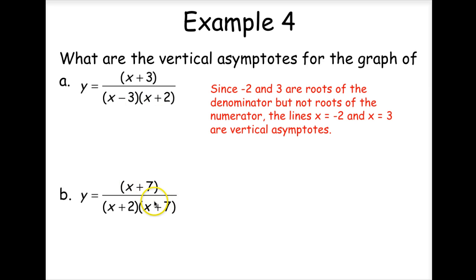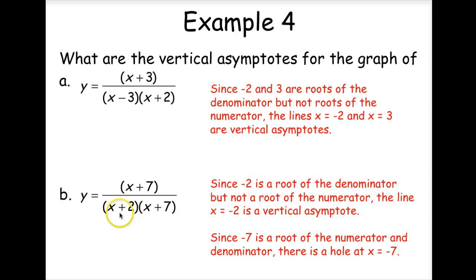Oh, look here, we've got common factors. So since negative 2 is a root of the denominator but not a root of the numerator, the line x equals negative 2 is a vertical asymptote. And since negative 7 is a root of the numerator and denominator, there is a hole at x equals negative 7.